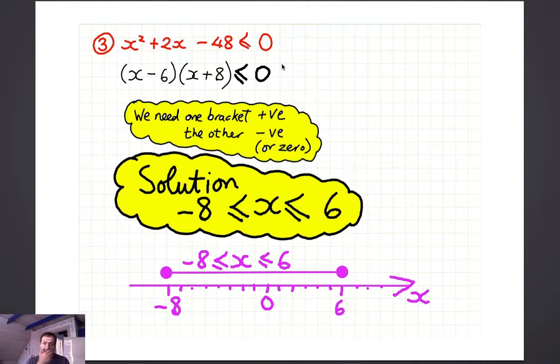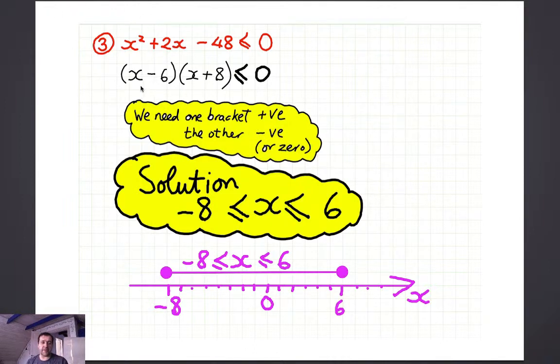Now this one's a bit tricky because we've got x squared plus 2x minus 48 is less than or equal to 0. So the whole thing has to come out to be a negative number or 0. So when you're multiplying two numbers together, if you want the answer to be negative, you've got to have one of them being positive and one of them being negative. So we either need the first bracket to be negative and the second one positive, or the other way around if we can.